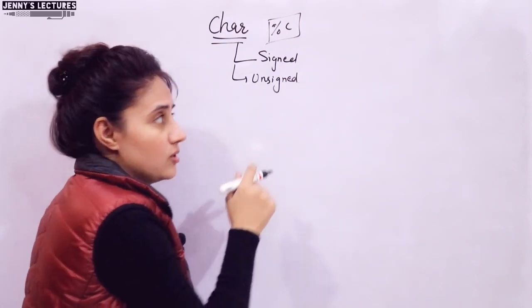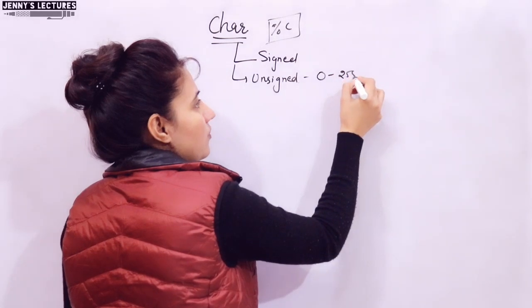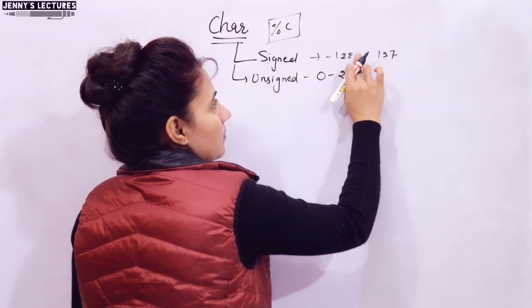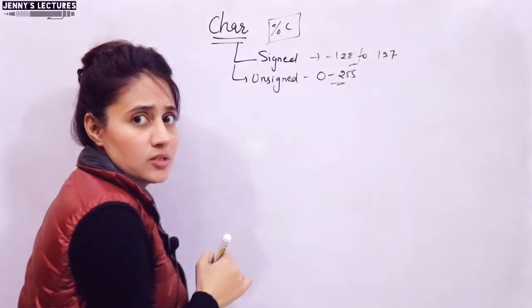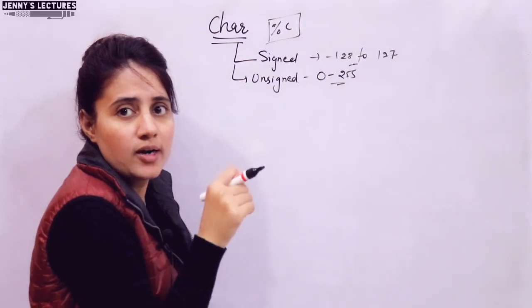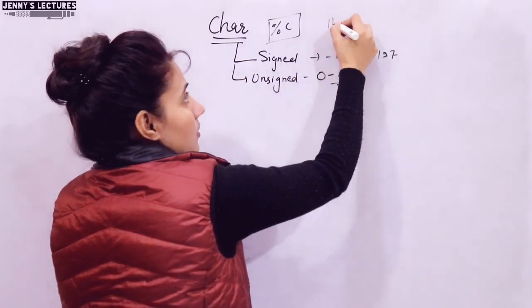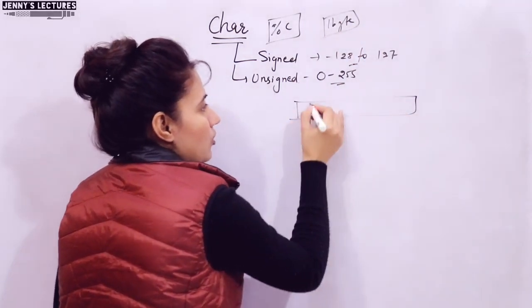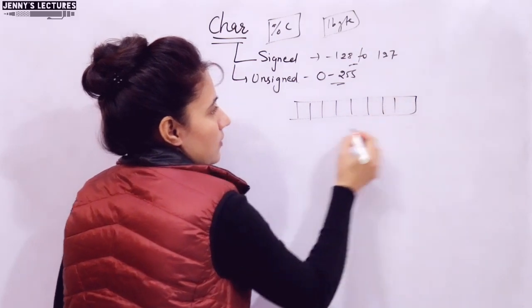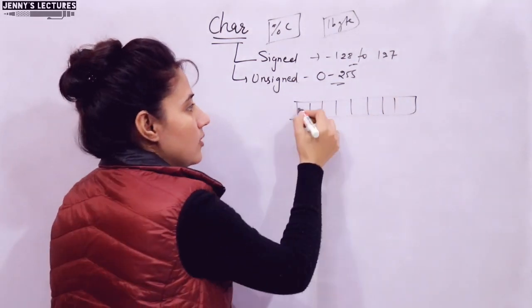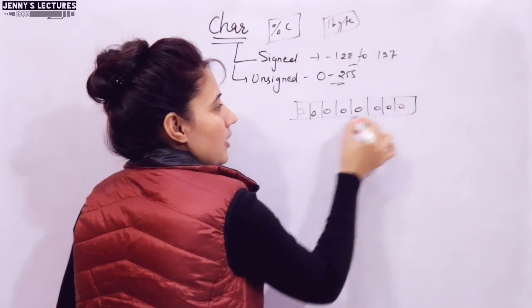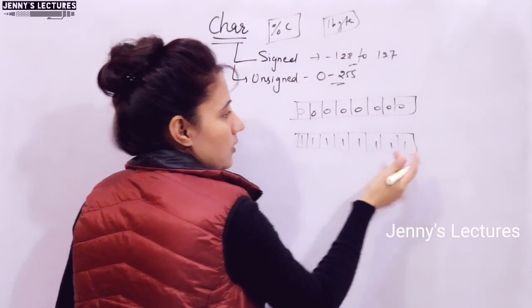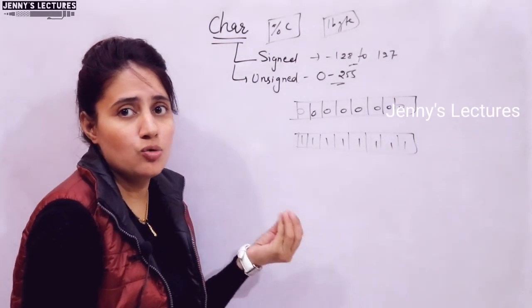Now what is the range? The range for unsigned is 0 to 255, and for signed it is -128 to 127. Why is the range this? For a character, the memory required is 1 byte only, and 1 byte means 8 bits. So now I am going to represent the 8 bits like this. The minimum value you can store here is 0, you put 0 in every cell, and the maximum value you can store is 1 in every cell, because we can store only zeros or ones.